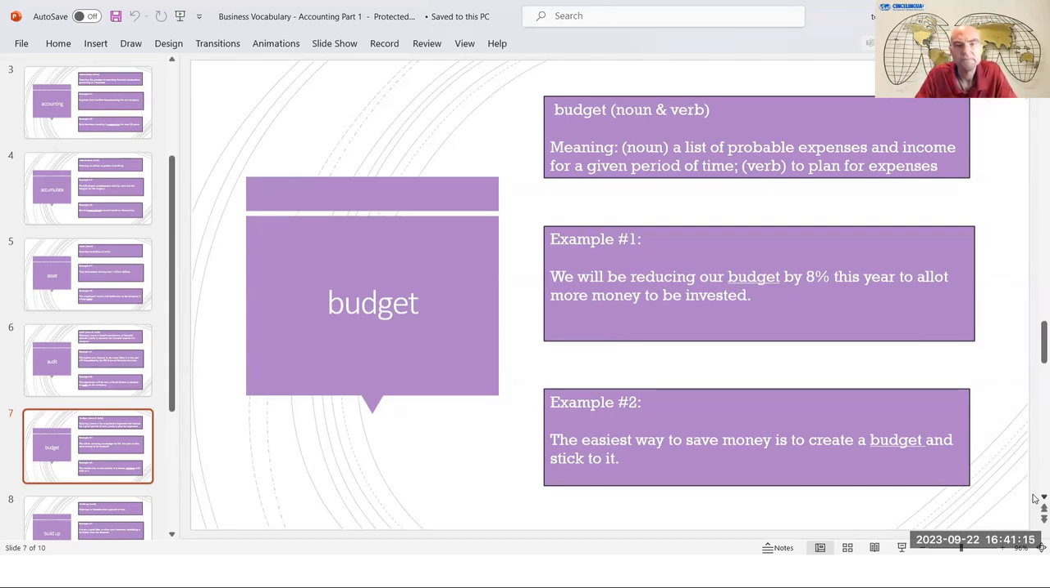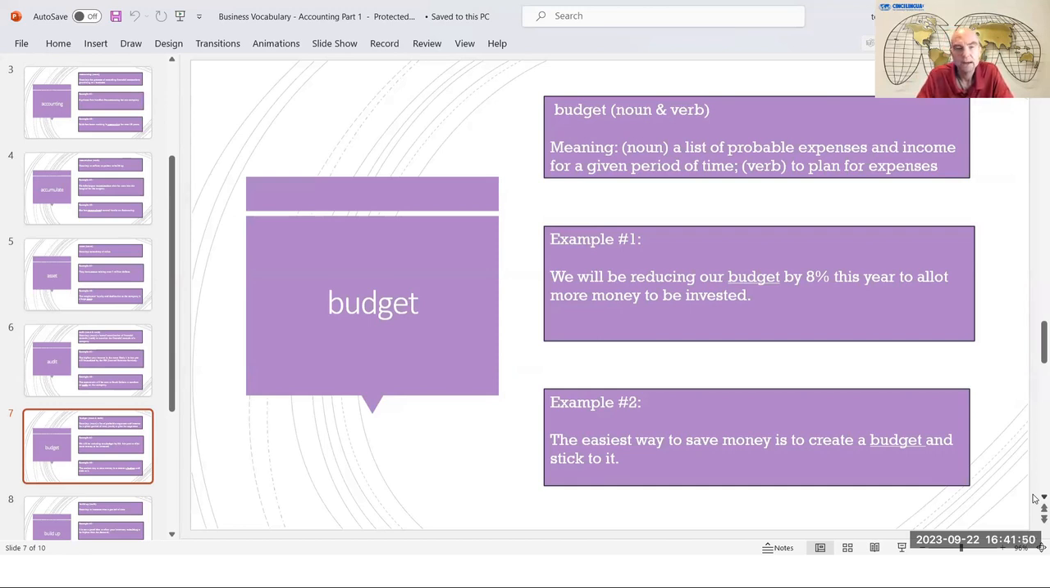Our first example says, we will be reducing our budget by 8% this year to allot more money to be invested. Okay, so the idea here is we will be reducing the amount of money that we spend on other things, and we're going to use that money for investments.